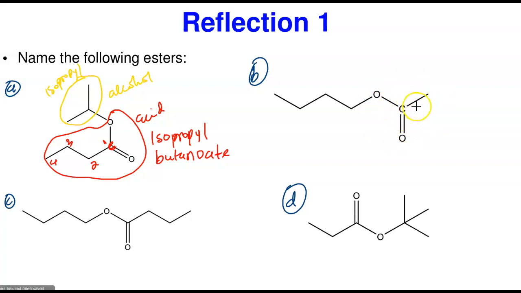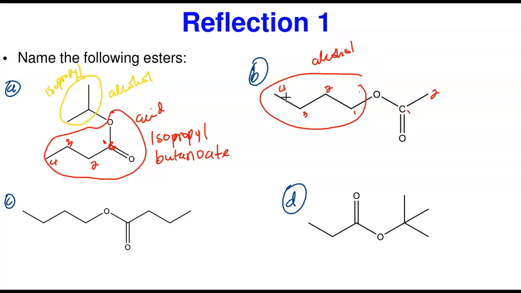And what is the longest chain? Here is 1 and 2. So it is ethanoic acid. So we're going to call it ethanoate. Now what it means is that the other part is contributed by the alcohol. And let's count. Here is going to be 1, 2, 3, 4. Remember, it's going to be named as an alkyl group. So it's going to be a butyl group. So this is going to be butyl.